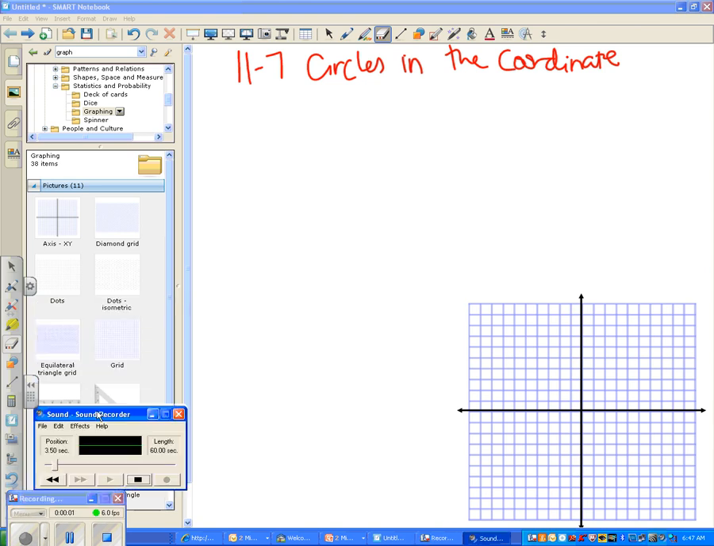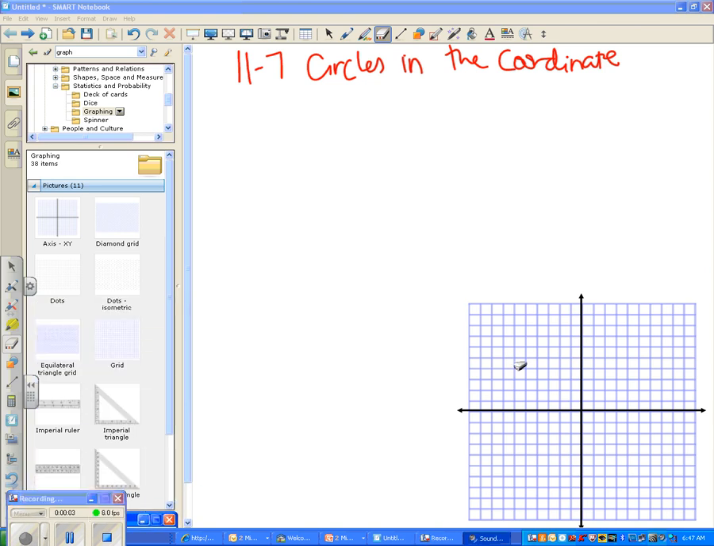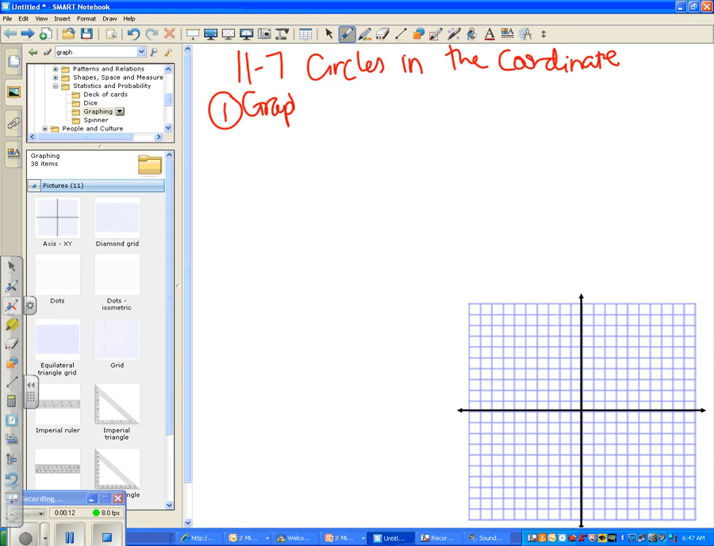All right, 11.7, this is the last section in chapter 11, and we are going to start graphing circles in the coordinate plane. So, to start graphing, if I tell you what the radius of a circle is, let's say that the radius is 4, and that the center of the circle is at 1, 2. It's a positive 1, sorry.